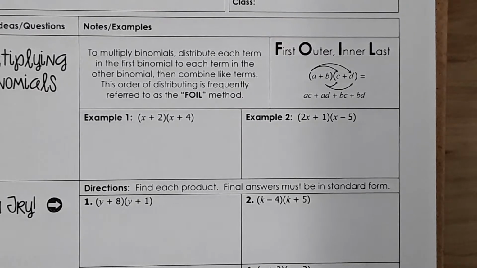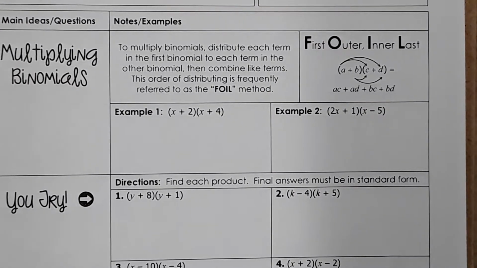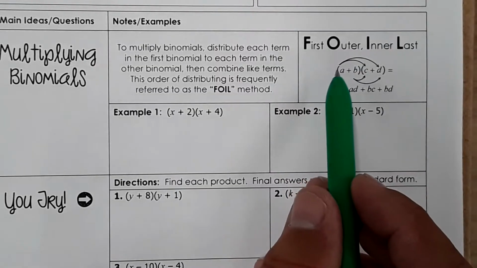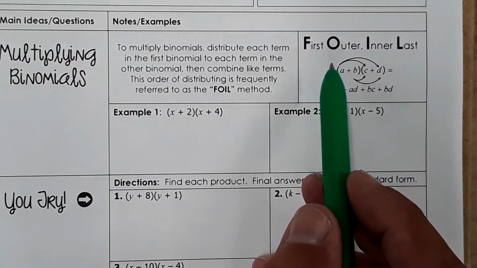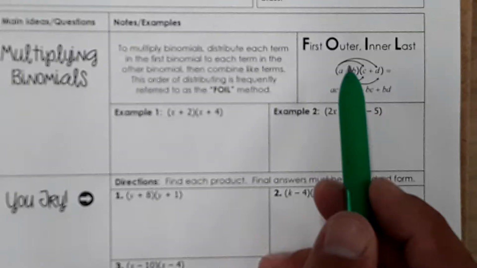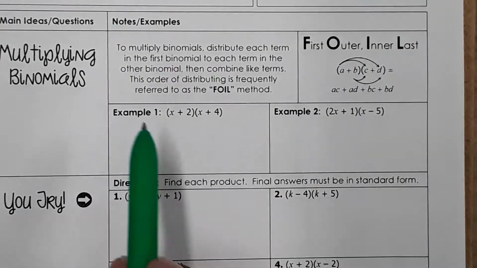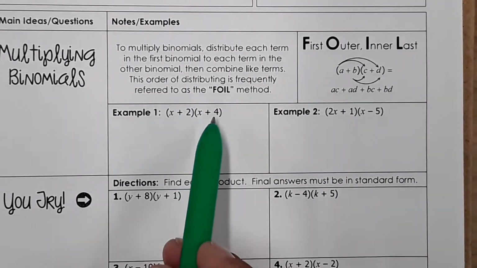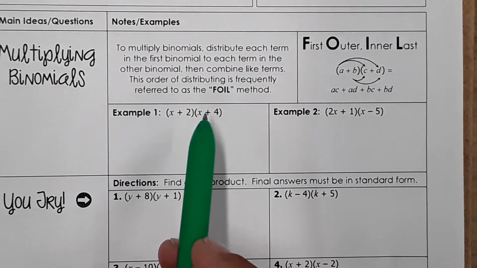In this lesson, we're going to refresh on how to multiply binomials. You guys probably remember the term FOIL: first, outside, inside, last. That process is basically you're distributing everything that's in the first parentheses, multiplying it times everything that's in the second parentheses, one at a time.